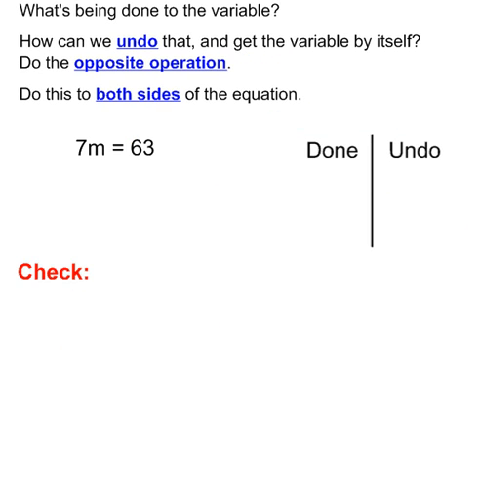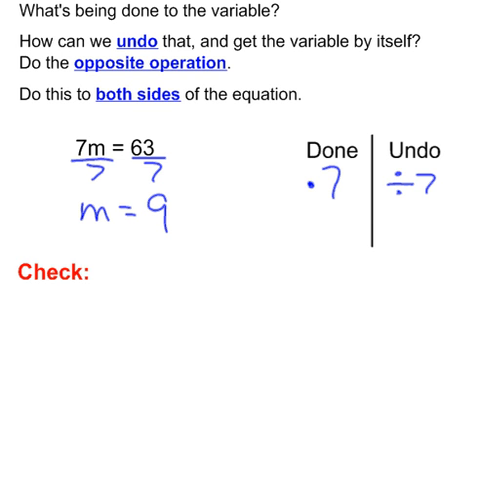Okay, let's do a quick one. Another one here. What's being done and what do we do to undo it? What's being done to m right here is it's being multiplied by 7. So I'm just going to write that in shorthand like this. And so then to undo it, I'm going to divide by 7. So I'm going to go back over to my equation over here and divide both sides by 7. I end up with m equals 9.